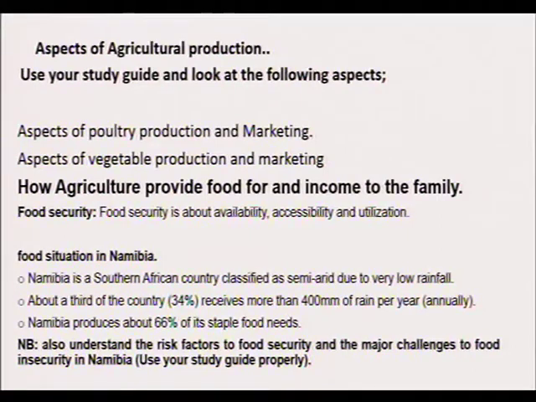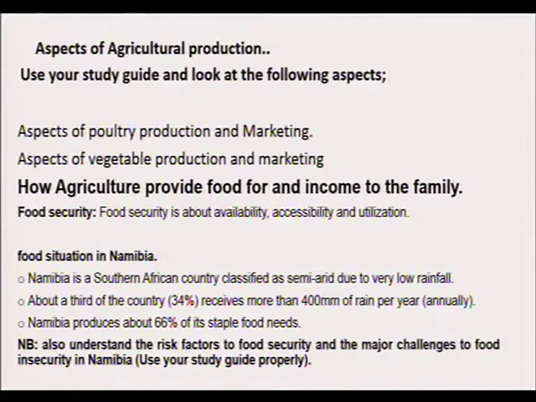For example, on the subject of poultry and marketing, I want you to understand why we need to keep chickens, and maybe the economic importance of keeping poultry. Also, how can you make a profit from keeping poultry or from poultry production? So go into detail. A lot of information is provided in your study guide. I want you to look at that subject very well, for poultry production and marketing, and also vegetable production and marketing.